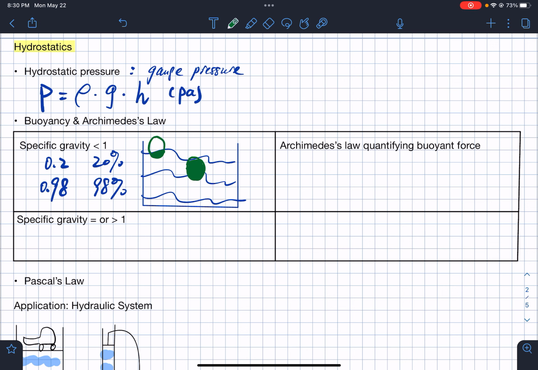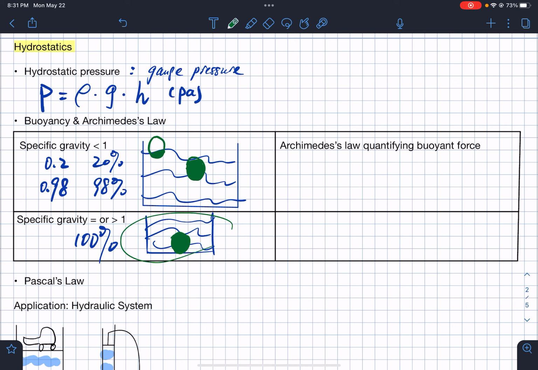So now let's talk about an object that has a specific gravity that's equal to or larger than 1, okay? So in this case, 100% of its volume will be submerged in water, right? It will sink to the bottom, and 100% of its volume will contribute to the displacement of the water, meaning the volume of the displaced water in this case will equal the whole volume of this ball, okay?